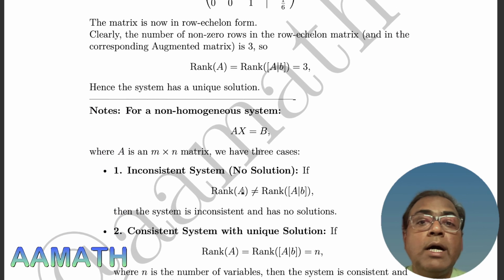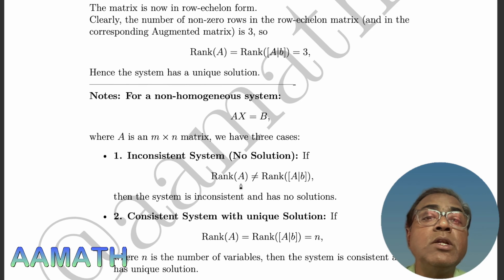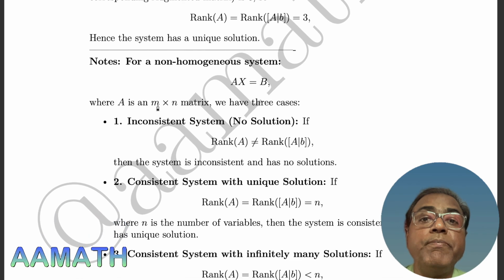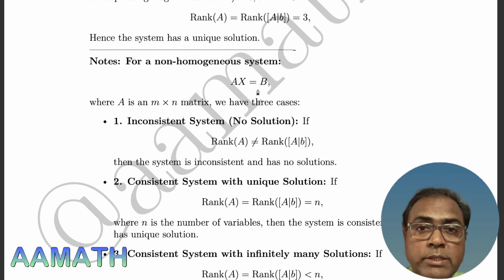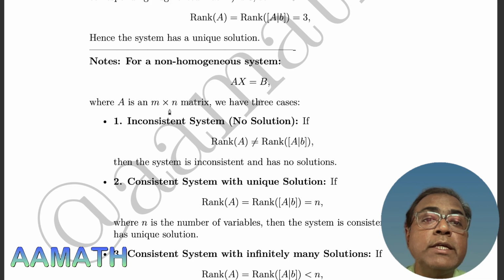Now, this is the basic knowledge for a non-homogeneous system. For the non-homogeneous system Ax equal to B, where A is an m by n matrix, m is the number of rows, n is the number of columns, and n is the number of variables in the system. This is a non-homogeneous system because B is not identically equal to the null matrix. The system has 3 cases. The first is an inconsistent system, that is, no solution for this system.